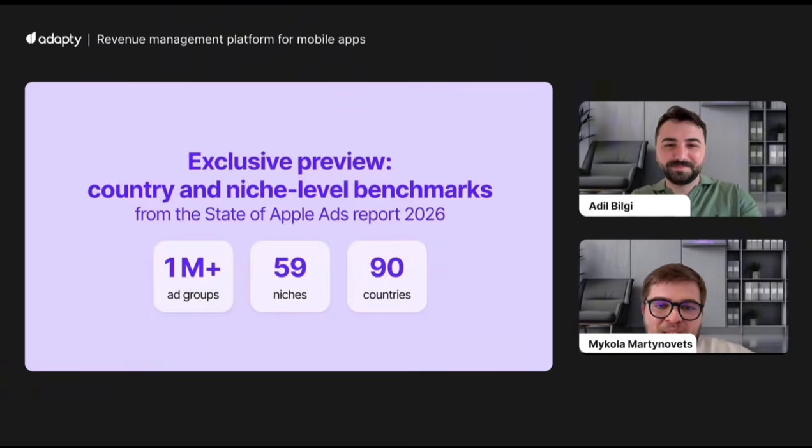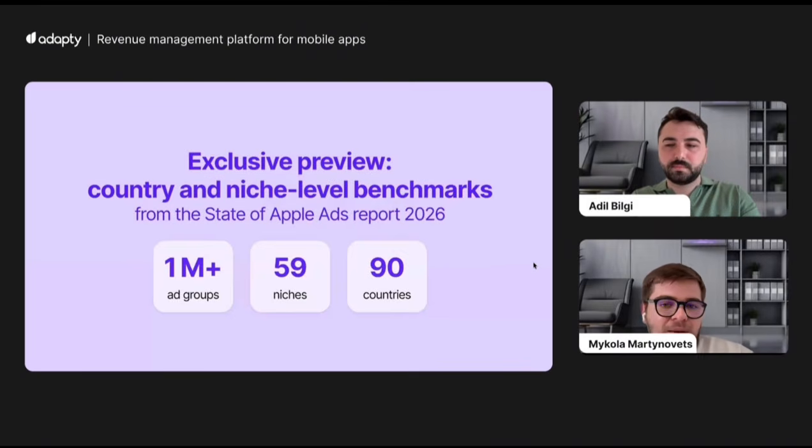Today, we want to share with you, exclusively, a preview of our new benchmark. It's a country and niche level benchmark for the state of Apple Ads 2026, and we primarily want to focus on subscription apps. Yeah, because we have a lot of data from subscription apps.